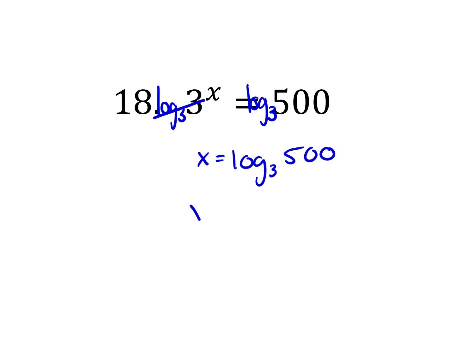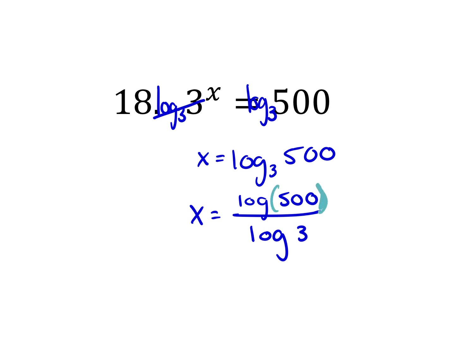How would I put this in the calculator? Log, open parentheses, 500, close parentheses, and then over log 3. Awesome. So log of 500 over log of 3. Remember, the base goes on the bottom. When you put this in the calculator, if you do it all at once, make sure you close the parentheses to the 500. So I'm going to do log of 500, close the parentheses, divided by log of 3. So you should get x equals 5.657.